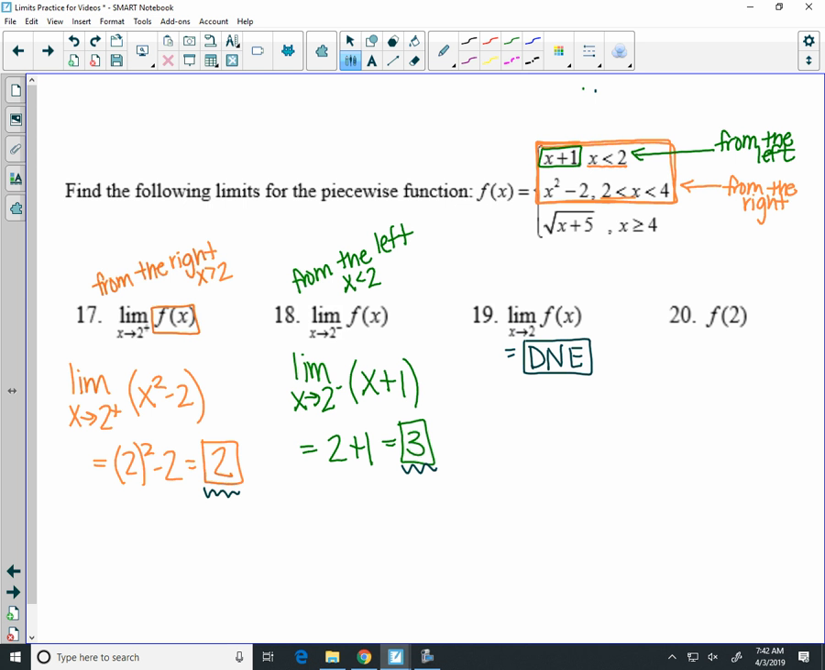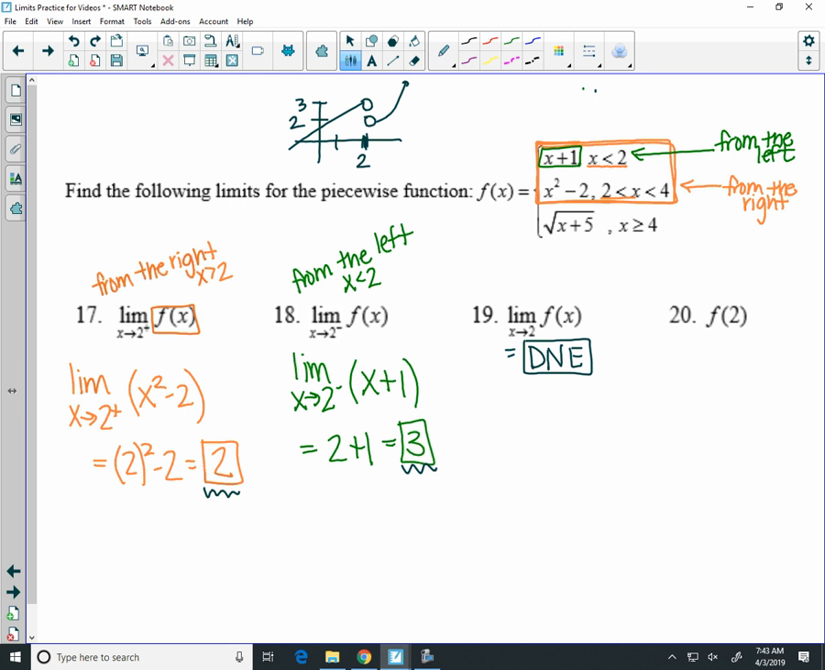So this is what we call a jump discontinuity, because between these two, from the left it's going to 3. So you can think of it kind of like this. If we're thinking about what a graph would look like, this is at 2. From the left, our graph is going to 3. From the right, our graph is going to 2. Not drawn to scale. And so there is a gap there.